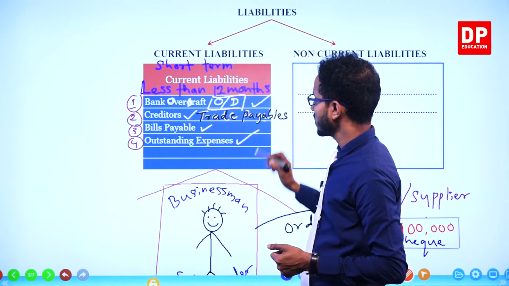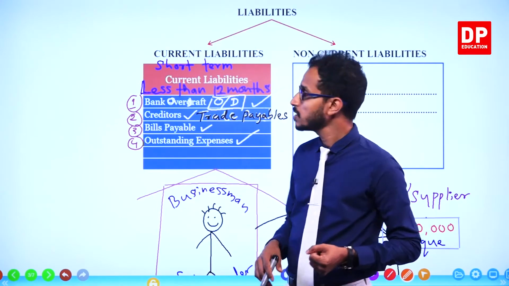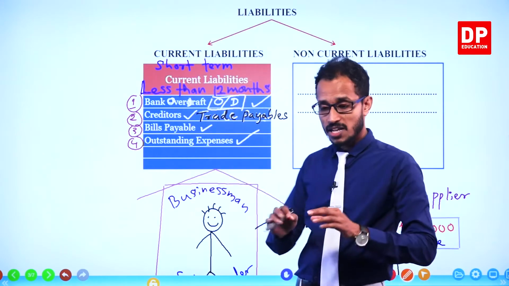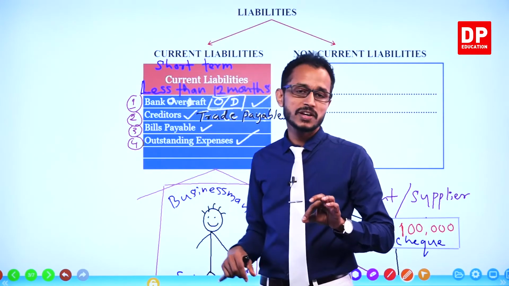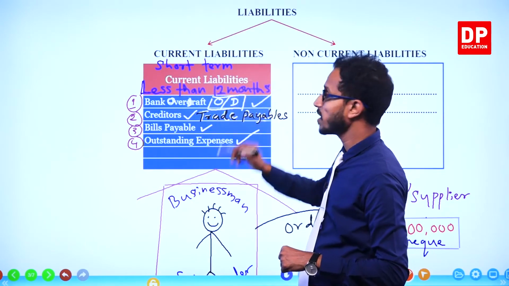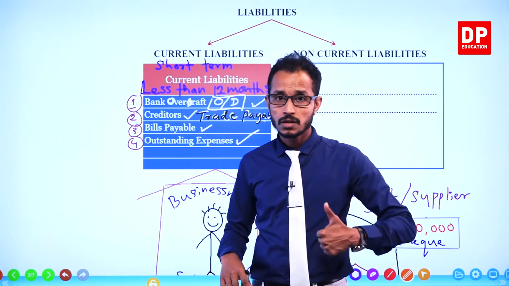Finally, we have outstanding expenses, other expenses which we haven't paid. All our current liabilities must be settled within a short period of time. Just remember, less than 12 months.